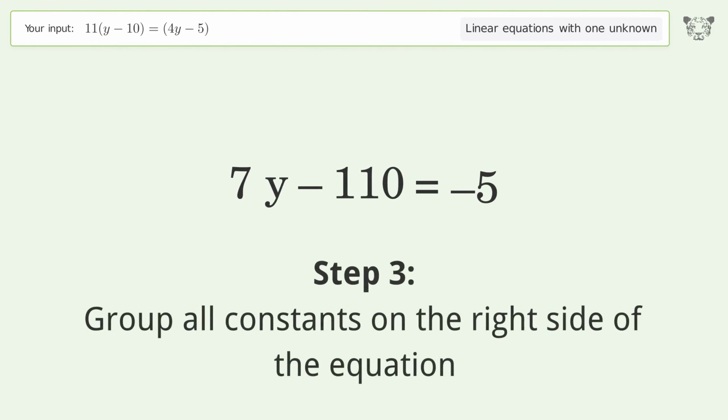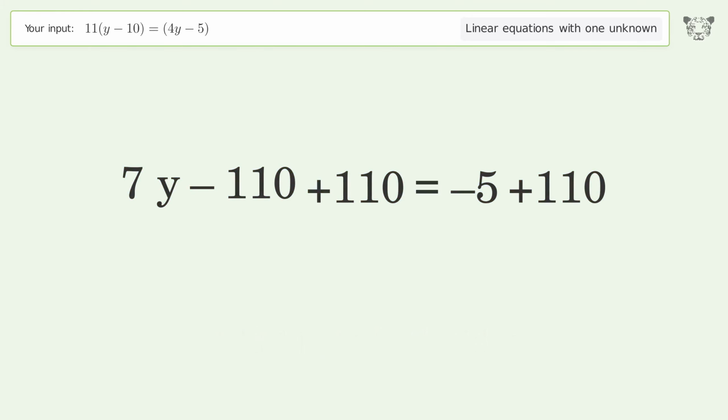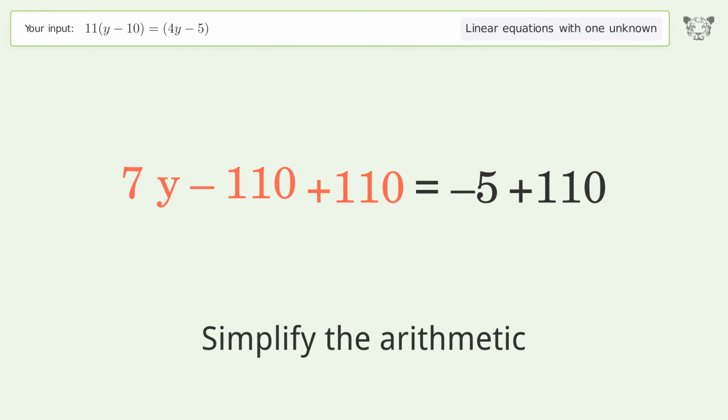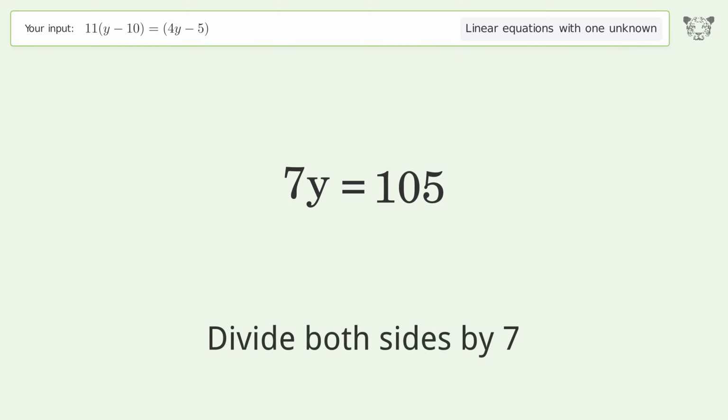Group all constants on the right side of the equation. Add 110 to both sides. Simplify the arithmetic. Isolate the y. Divide both sides by 7.